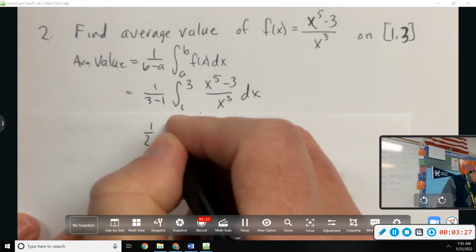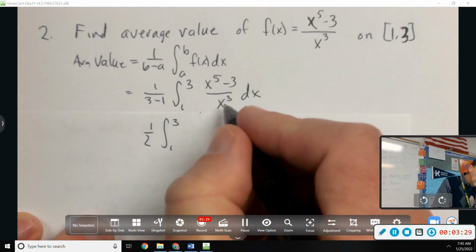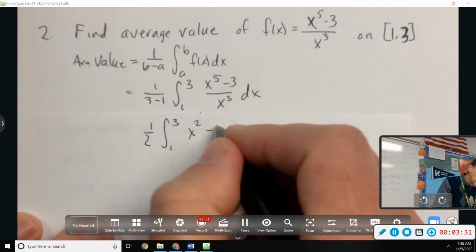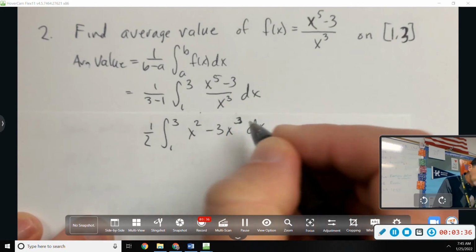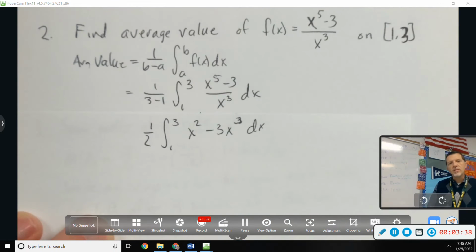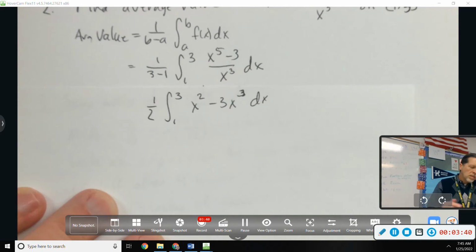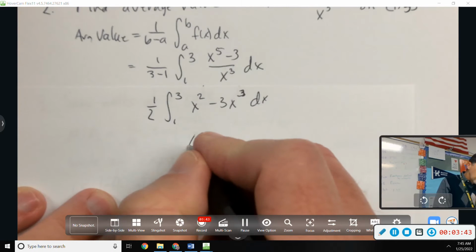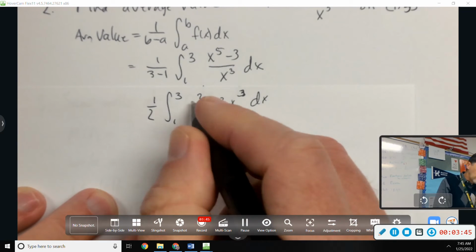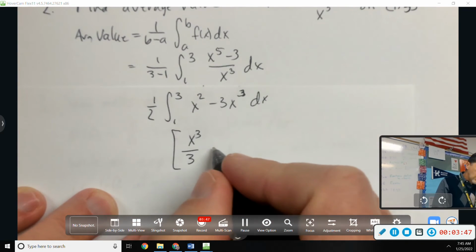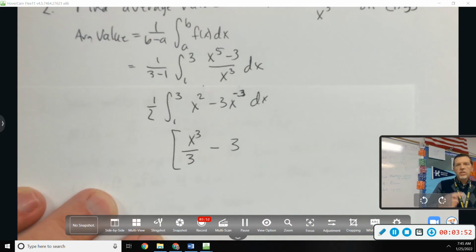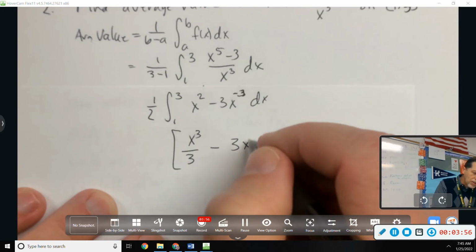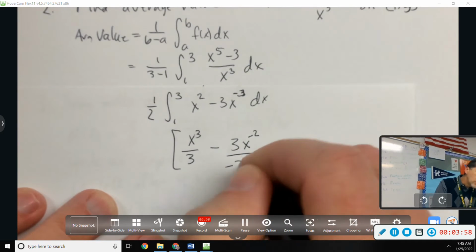So 1 over 2, integral from 1 to 3. I'm going to divide both of them by x cubed and rewrite the second one as an exponent so that I can take its antiderivative. So x cubed over 3 for that one, minus 3 times, let's see, increase the power by 1. So negative 3 plus 1 is negative 2, and then divide by the new power.